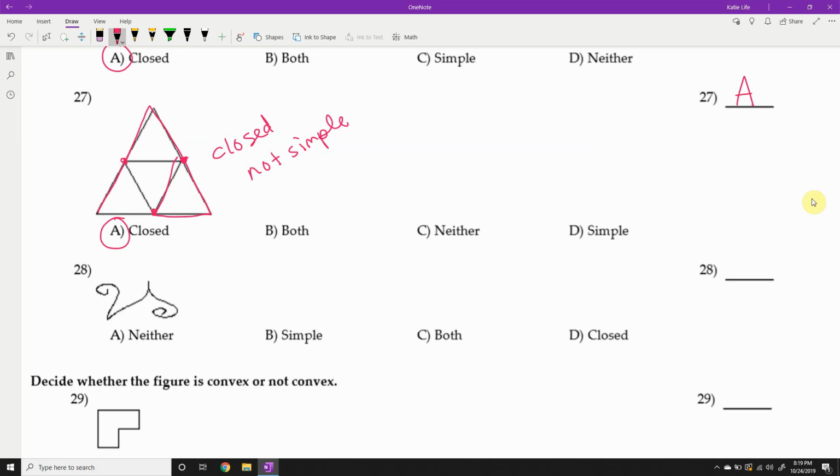All right, 28. I pick a starting point. I would never come back across a point, so it's definitely simple. I would not retrace any point. But if I were to put an animal somewhere here, obviously it has an escape route, so it is not closed. It is simple, but not closed. So 28 is B.